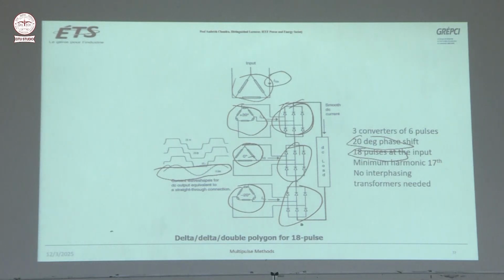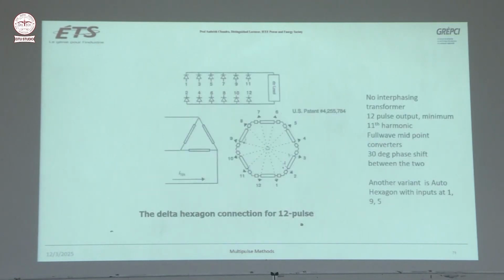So this is how you can do the phase shifting using polygon. So delta, double polygon. Delta on the primary side, on the secondary side another delta, and 2 polygons are there which will give you 18 pulse. So up to the 17th harmonic they are already eliminated. So the minimum harmonic is 17th in this. So 5, 7, 11, 13 are already eliminated. And it does not need the interphase transformer.